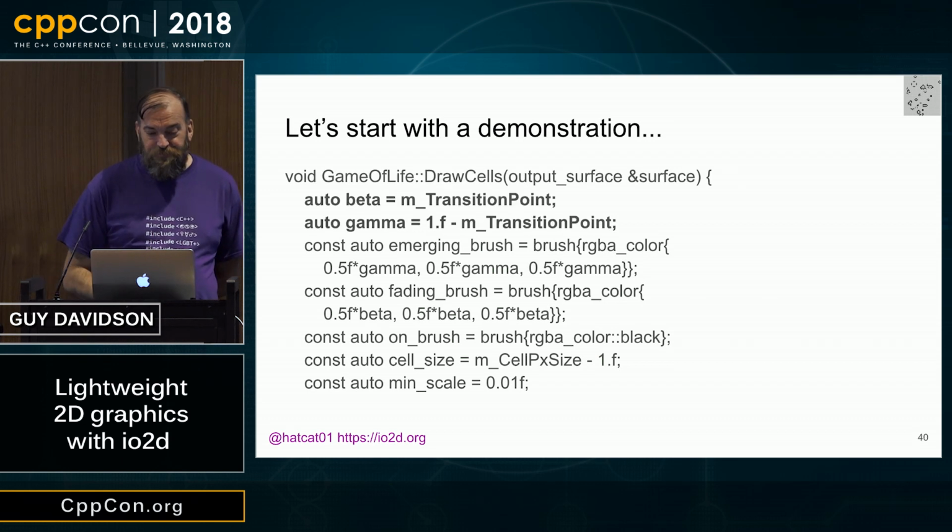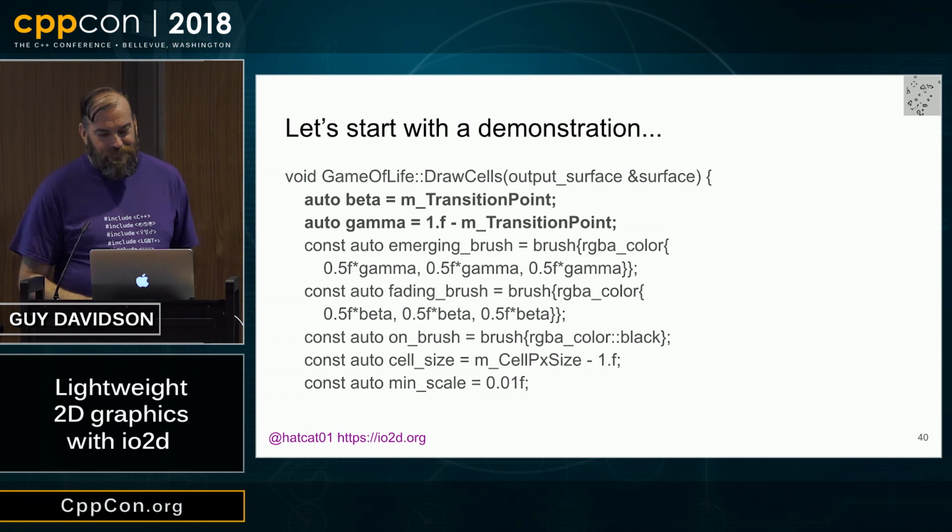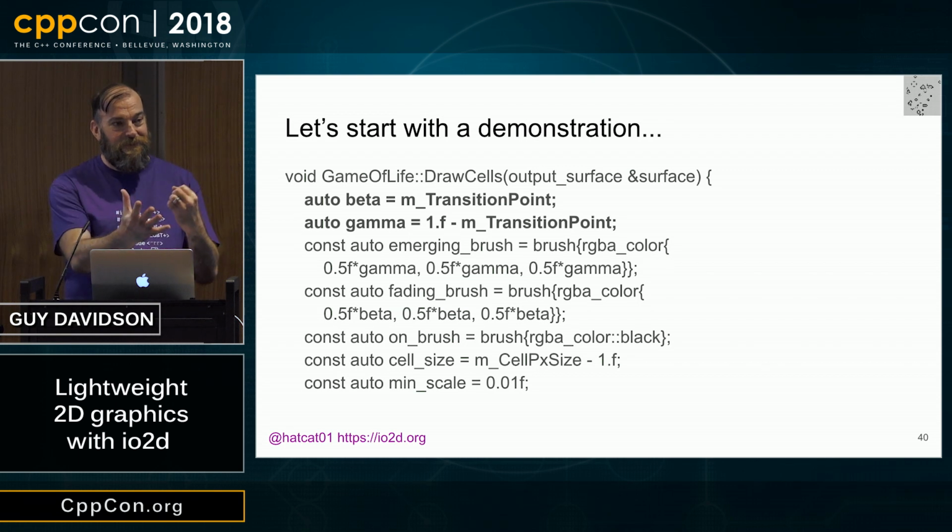So let's draw the cells. During the tick function, we calculate the transition point, and we make beta and gamma out of phase. So things are fading in and fading out.